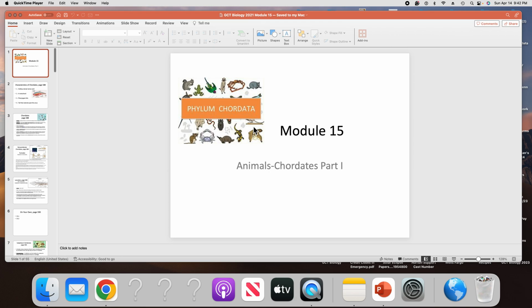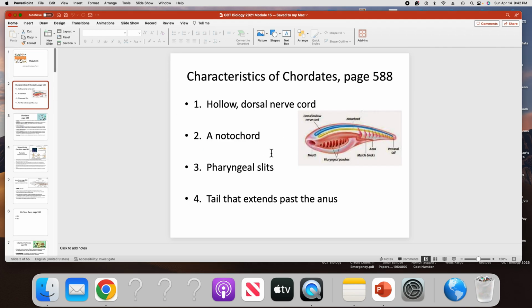You are going to be studying the phylum Chordata here, and the vernacular for this is just calling the members chordates. So you'll be studying chordates here. So we'll first start looking at the first 4 characteristics of chordates. That would include a hollow dorsal nerve cord.